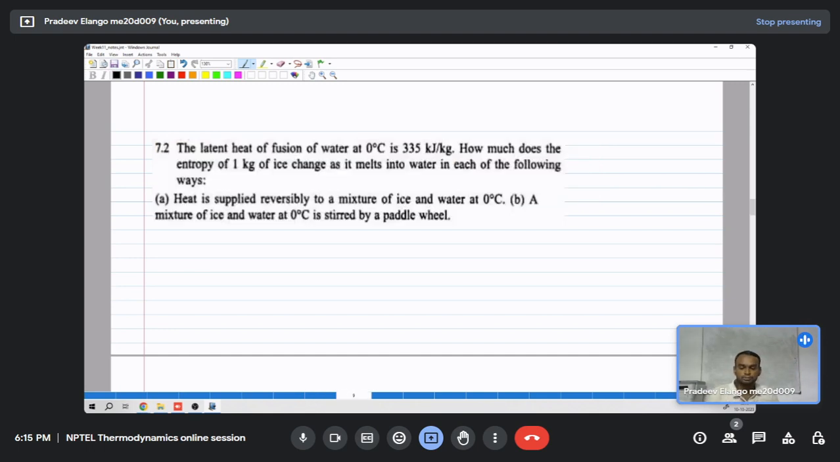Next problem, the latent heat of fusion of water at 0 degrees Celsius is 335 kilojoule per kilogram. How much does the entropy of 1 kg of ice change as it melts into water in each of the following ways? Heat is supplied reversibly to a mixture of ice and water at 0 degrees Celsius, and in the second condition, a mixture of ice and water at 0 degrees Celsius is stirred by a paddle wheel.